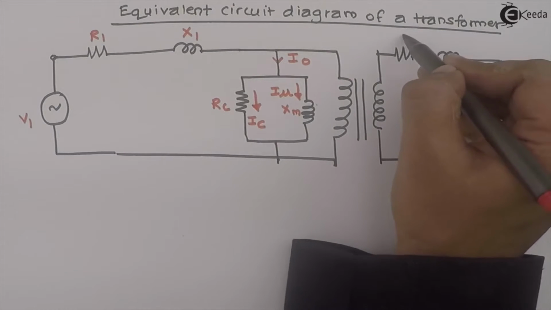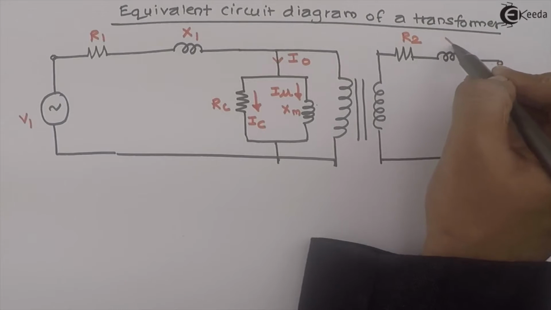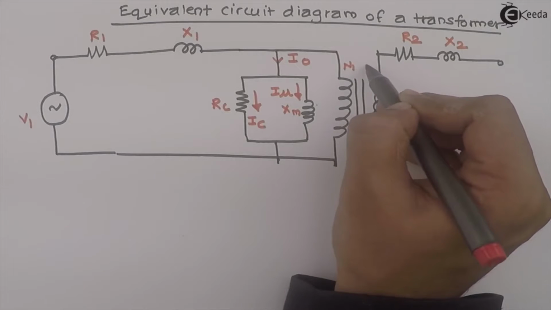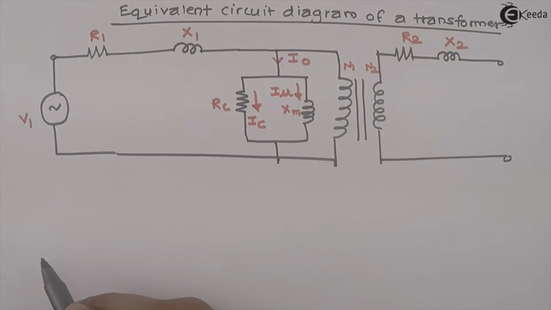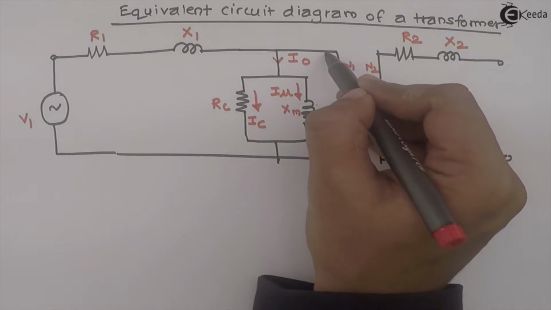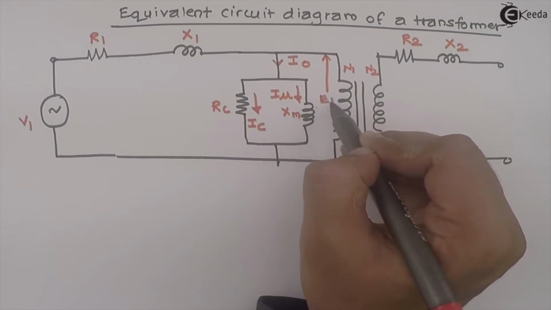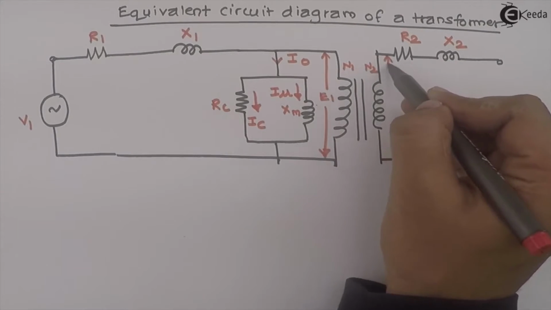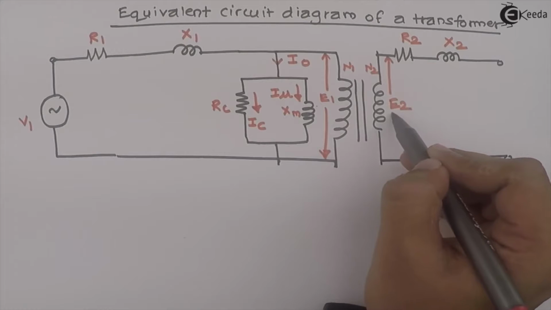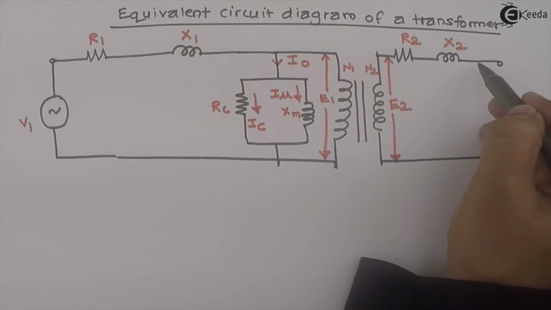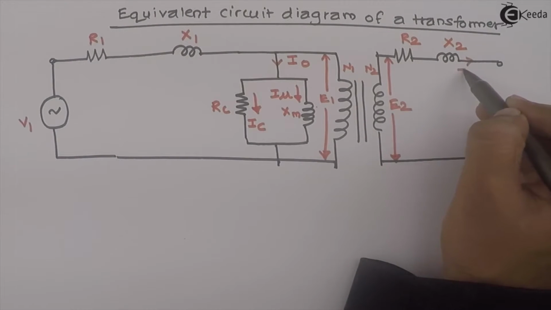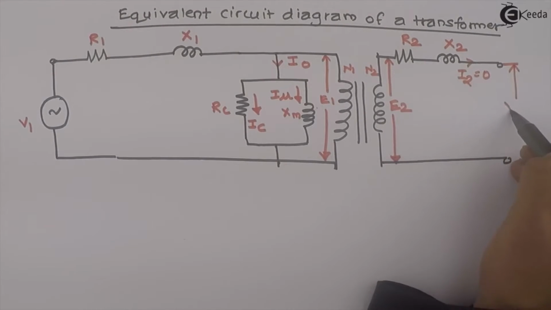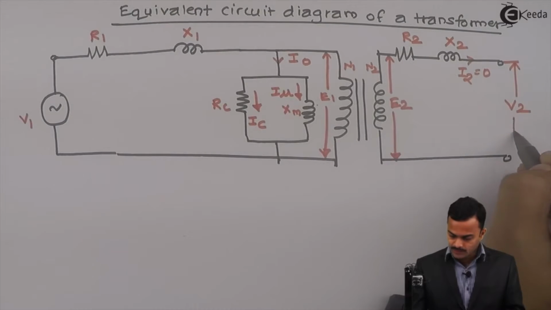Here secondary winding resistance, secondary winding leakage reactance, N1 number of primary turns, N2 number of secondary turns, E1 primary side induced EMF, E2 secondary side induced EMF. Right now I2 is a secondary current which is 0, and V2 is the terminal voltage of a transformer.